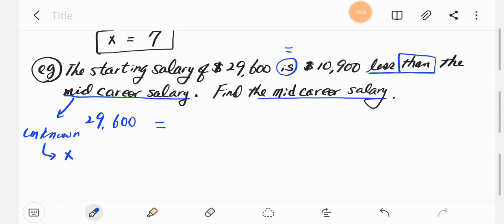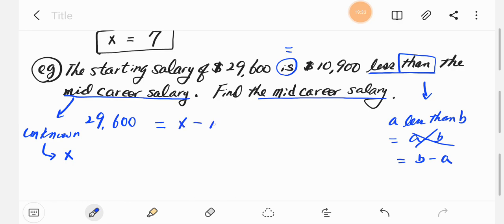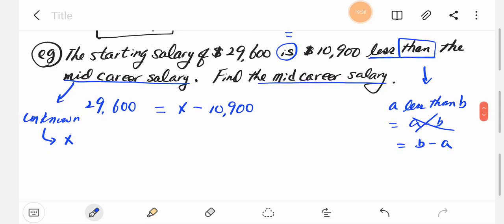Let's make it x. So for the right side, remember: A less than B. This is a really important concept. A less than B. Then what's the expression? Is it A minus B or B minus A? A minus B is not right. This is incorrect. Write the second expression first. So this will be B minus A. So the right side of the equation will be the mid-career salary minus 10,900. So x minus 10,900. This is the correct equation.